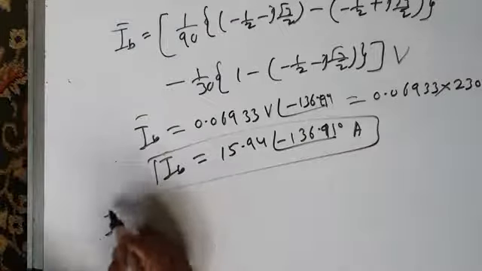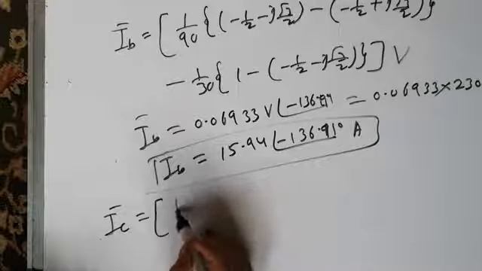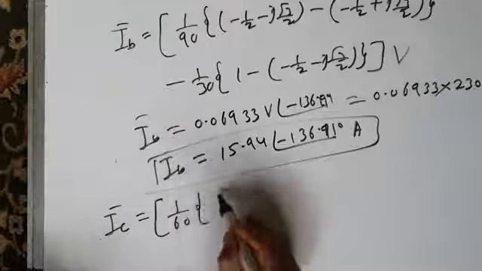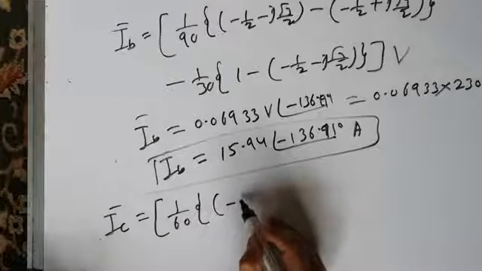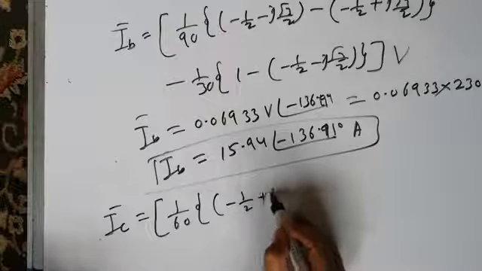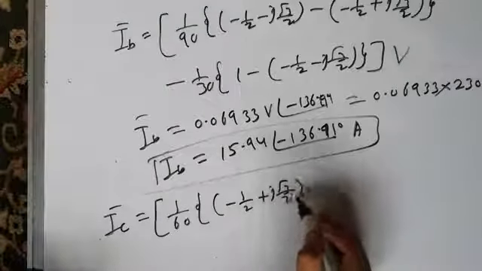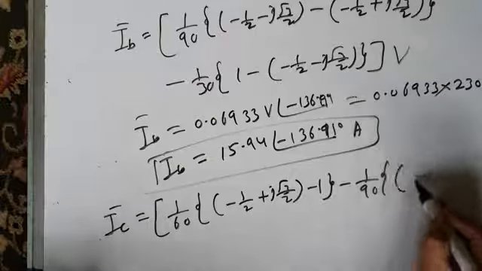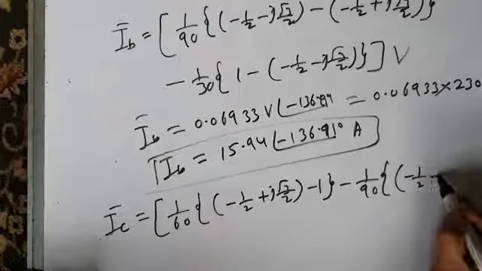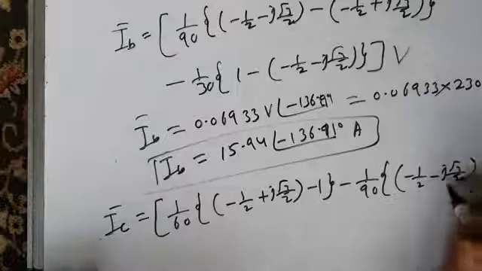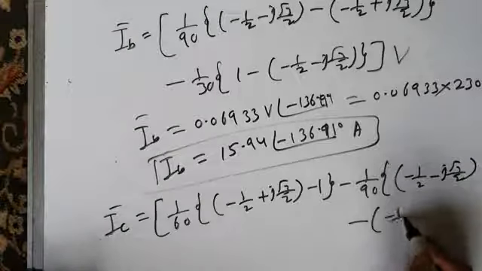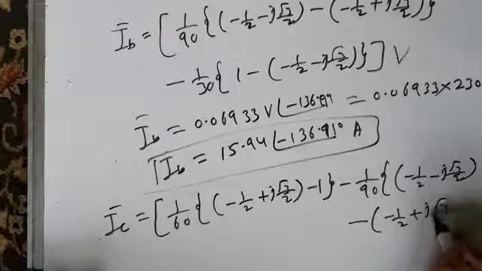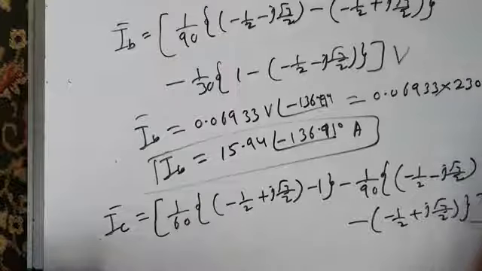Similarly, you can find line current IC. You have the formula: 1/60 times (A square, A is -1/2 plus j√3/2) minus 1/90 times (A square, which is -1/2 minus j√3/2, minus A, which is -1/2 plus j√3/2), whole multiplied by V.